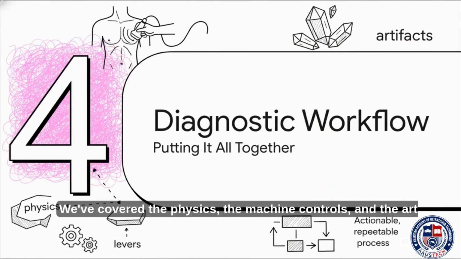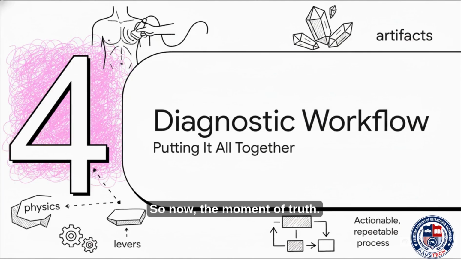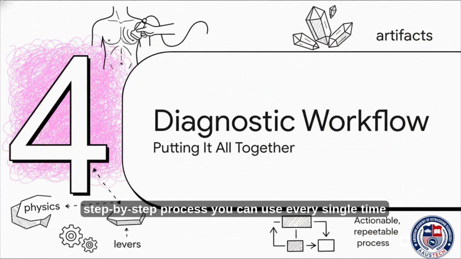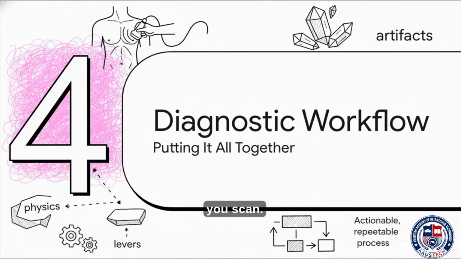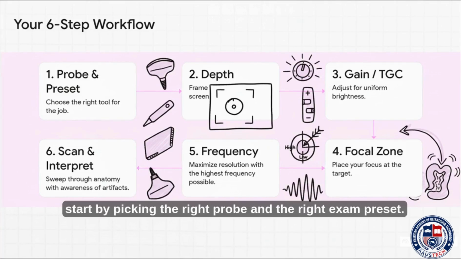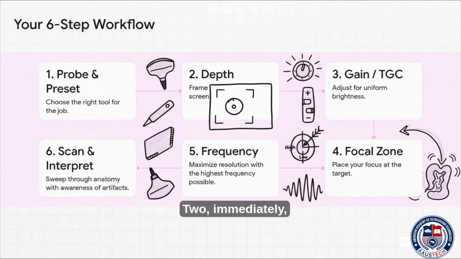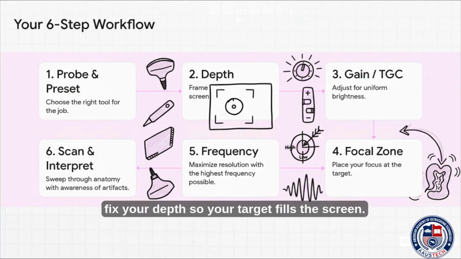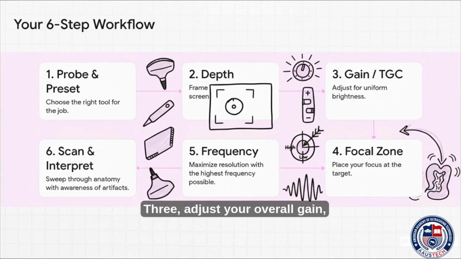Phew! We've covered the physics, the machine controls, and the artifacts. So now the moment of truth. Let's put this all together into a simple step-by-step process you can use every single time you scan. Here it is, your diagnostic workflow. Think of it like a pilot's checklist. 1. Start by picking the right probe and the right exam preset. 2. Immediately fix your depth so your target fills the screen. 3. Adjust your overall gain and then fine-tune with TGC for that perfect, even brightness.